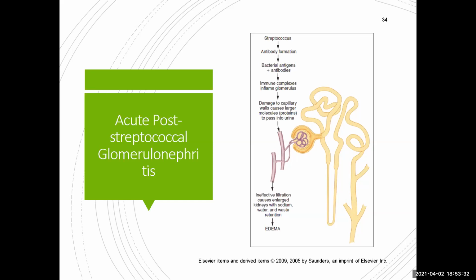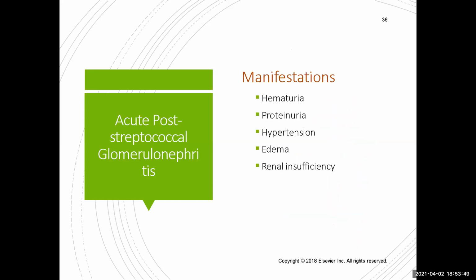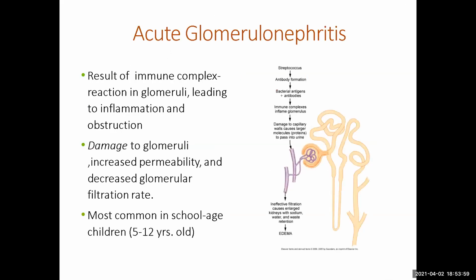oliguria. In addition, injury to the capillary walls interferes with permeability. So larger molecules and structures such as red blood cells, casts, and proteins can pass through into the urine. So some commonalities there, right? So manifestations: hematuria, proteinuria, hypertension, edema, and renal insufficiency.